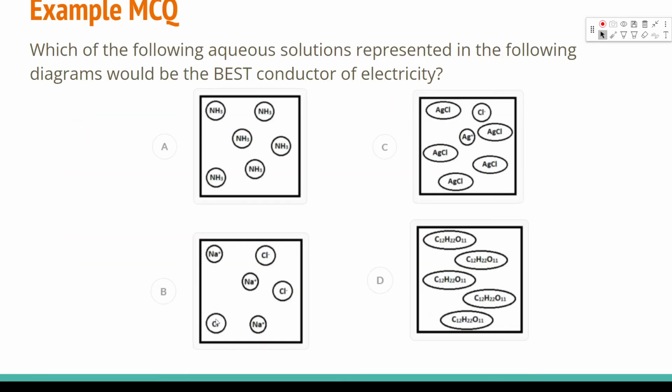Cool. Alrighty, here is an MCQ. So read the question, look at your answers, think about it, and then I'll talk about it in a few moments.